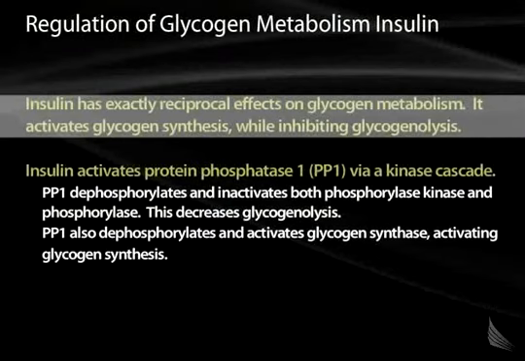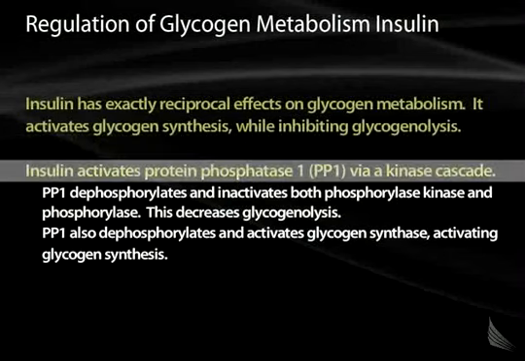In the fed state, insulin has the exactly reciprocal effects on glycogen metabolism. It has the effect of activating glycogen synthesis while inhibiting glycogen degradation, and it does this by dephosphorylating things. Remember that that's a common theme in the regulation of metabolism. Glucagon phosphorylates things, insulin leads to the dephosphorylation of things.